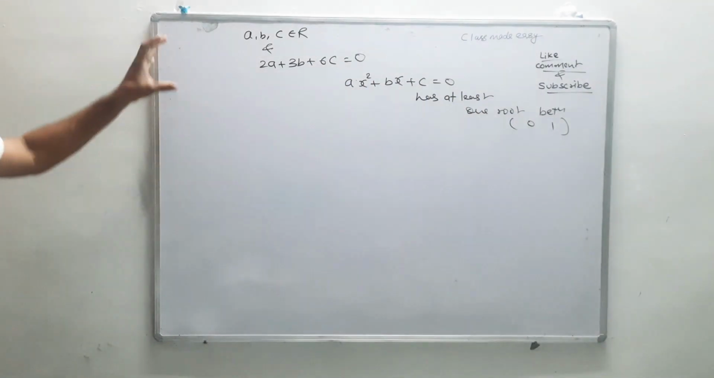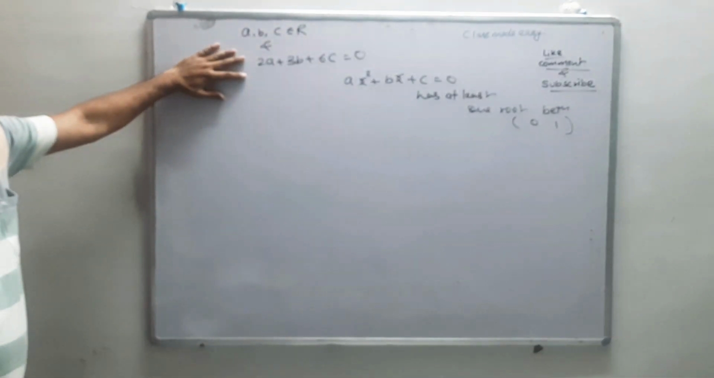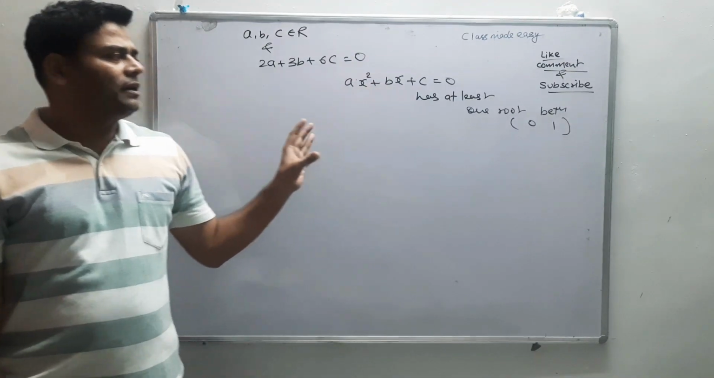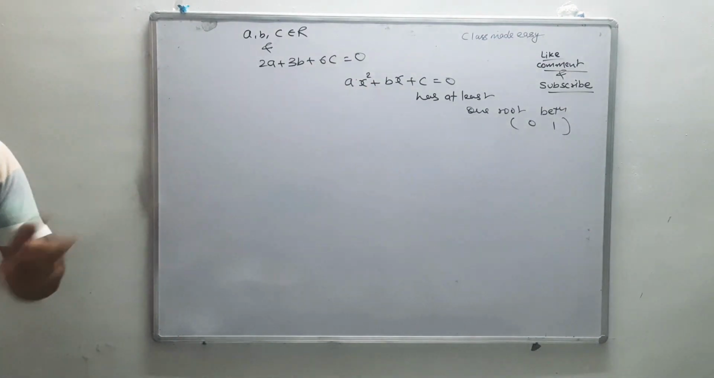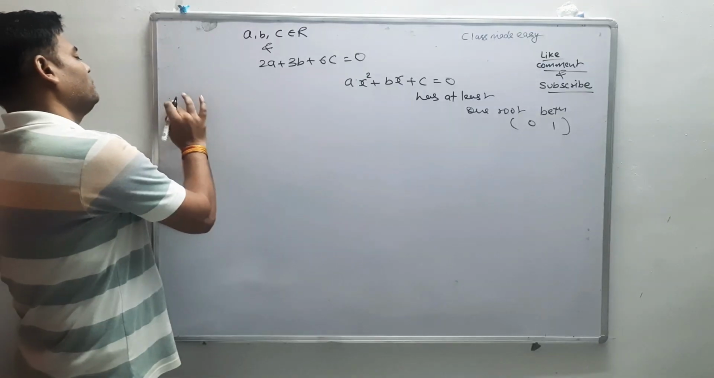Okay, students. So I have the problem of Rolle's theorem. a, b, c belong to the reals and 2a plus 3b plus 6c equals 0. Then we have to prove this equation has at least one root that lies between 0 and 1. So first of all, I will explain Rolle's theorem briefly.